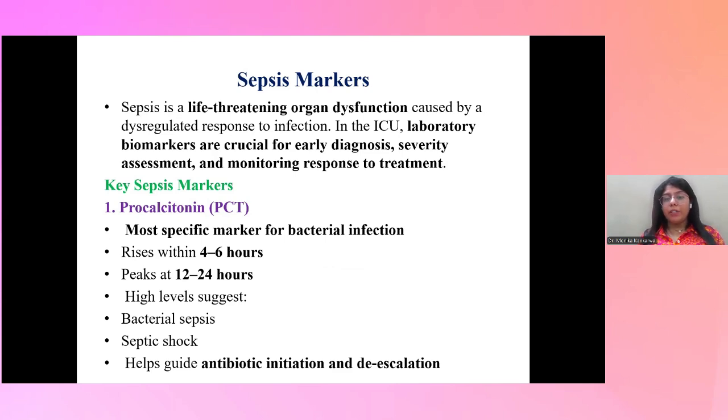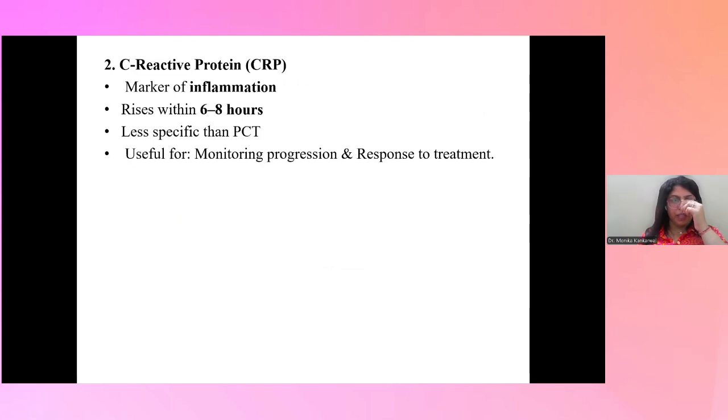It's a more specific marker for bacterial infection, and it rises within 4 to 6 hours and peaks at 12 to 24 hours. So if the procalcitonin values are high, it will suggest that the patient might have bacterial sepsis, the patient is in septic shock, and it will help you in starting antibiotic therapy and also let you know when to de-escalate the therapy.